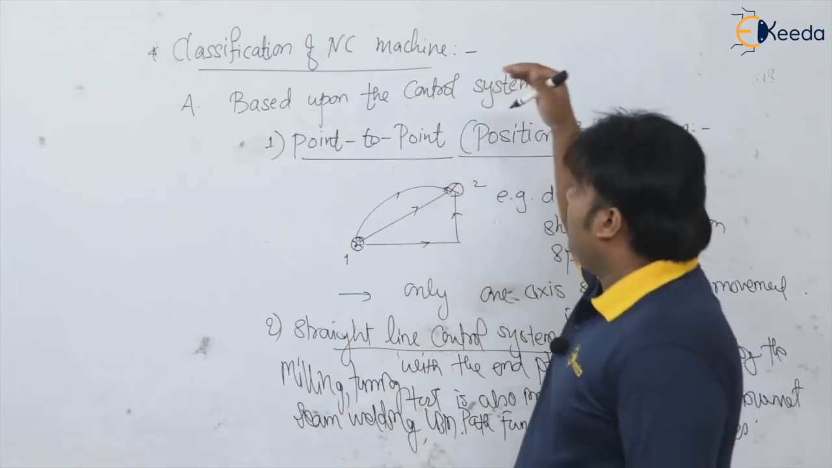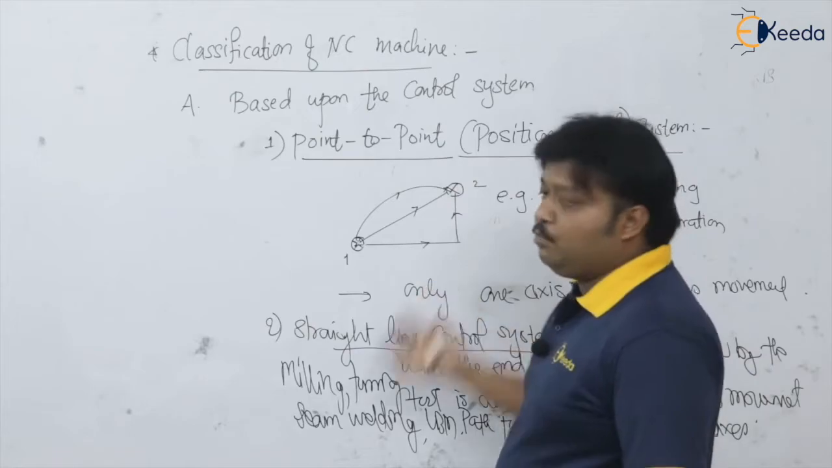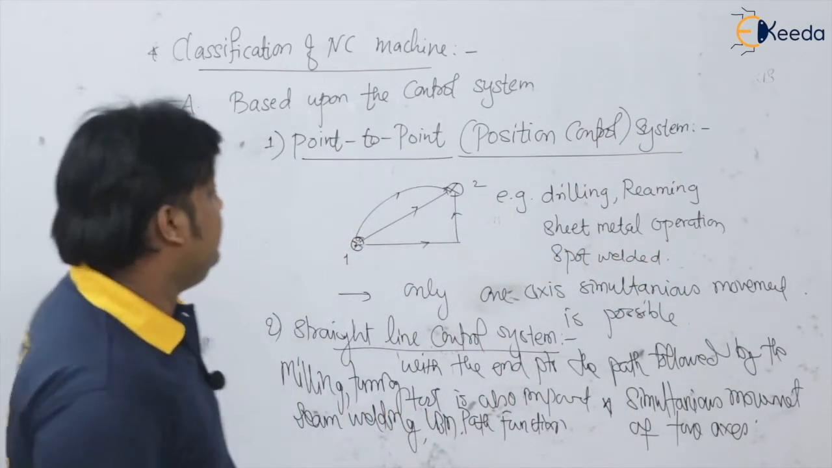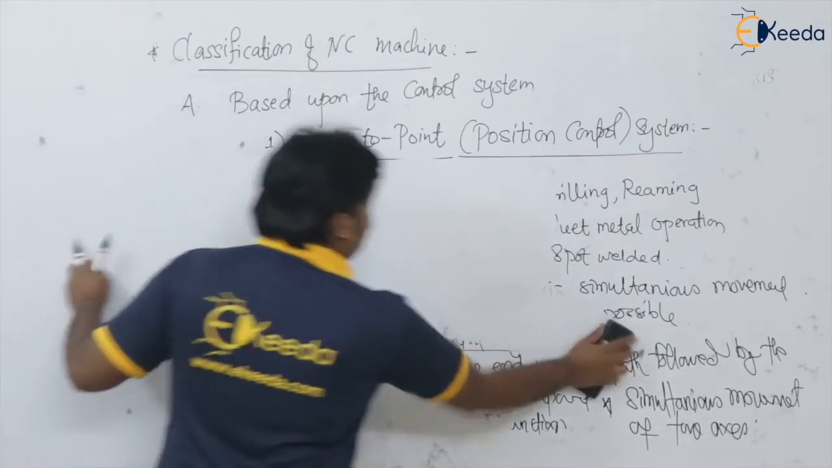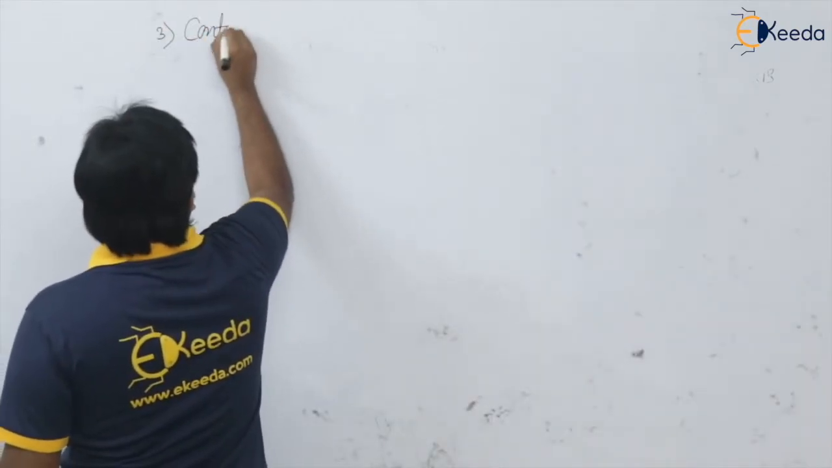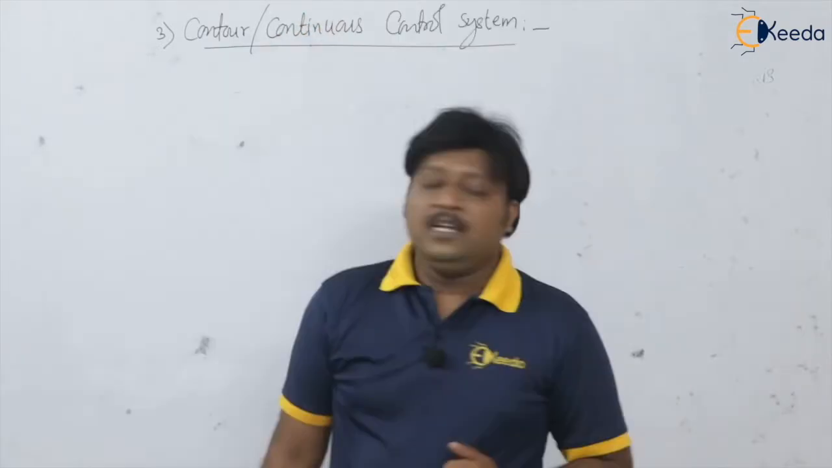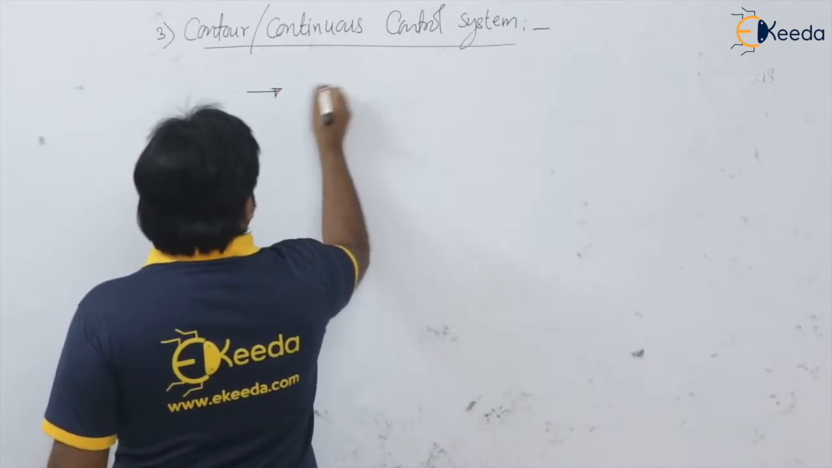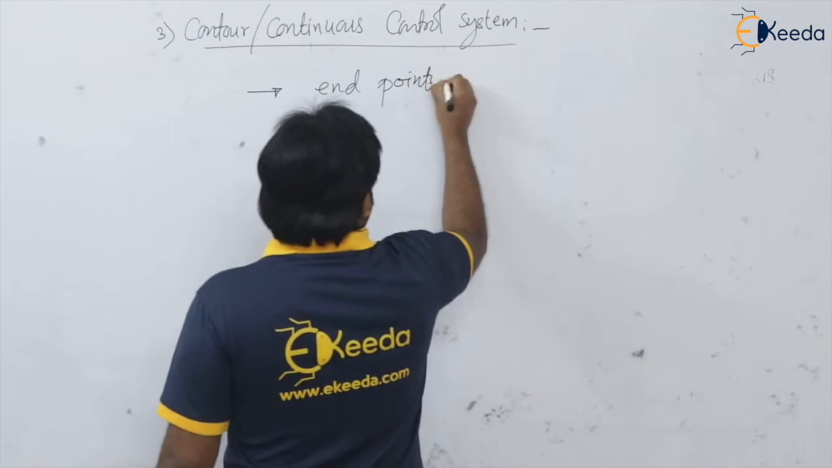Okay, so based upon the control system, we have point to point, we discussed the straight line, and third is the contour, or it is also known as continuous. See here, no doubt we require the endpoints, and the path.